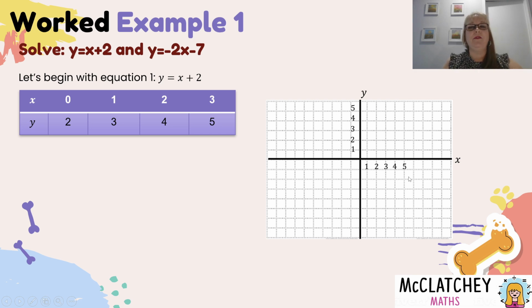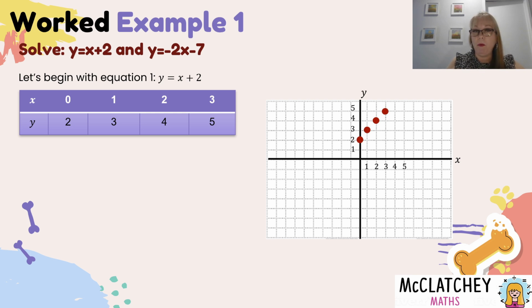Okay, so now I'm going to plot my first point, 0, 2. 0 is my x value, that means I'm coming along 0 places, so I'm staying on that axis, and I'm going up 2, so that's my first point there. My next point is the point 1, 3, so I go across 1 and up 3. And then my next point is the coordinates of 2, 4, and then 3, 5.